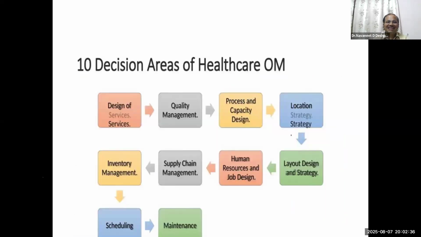Then going beyond that, 10 decision areas of healthcare operations management. The first one is design of services. So it comes under planning, of course. So design of services is very critical. Okay, you may have different models of how to design a specific service. You may have to dismantle the existing service areas. You may have to make modifications. You have to renovate, and you have to do too many changes.